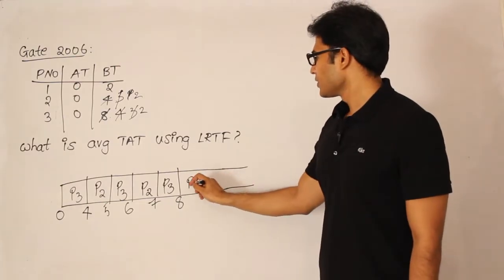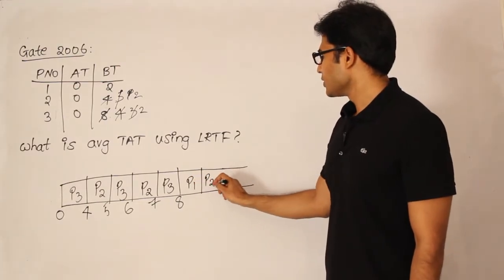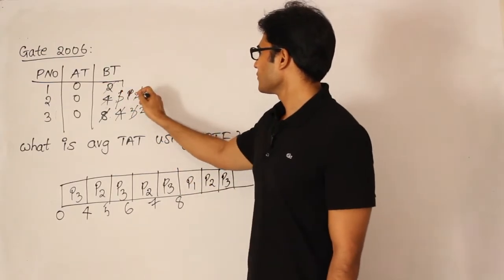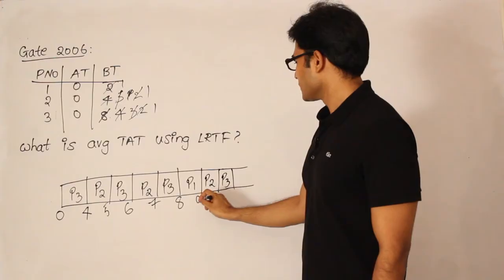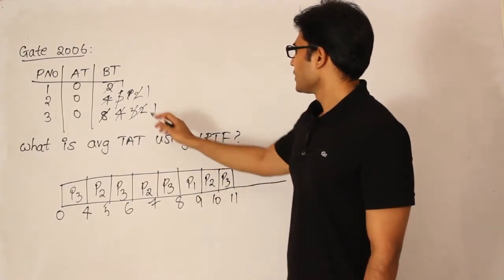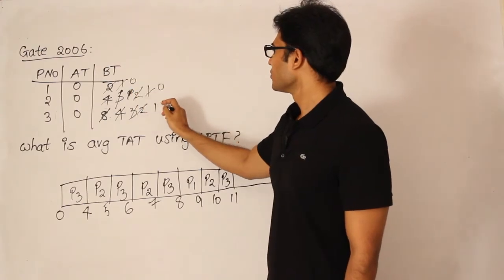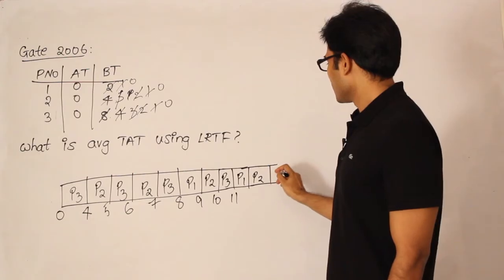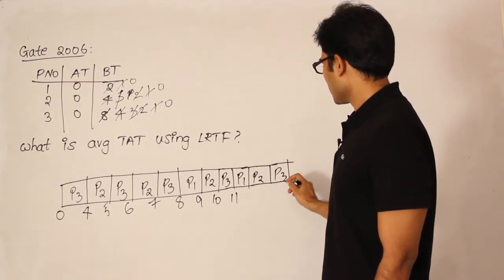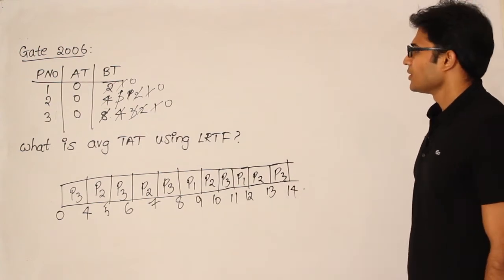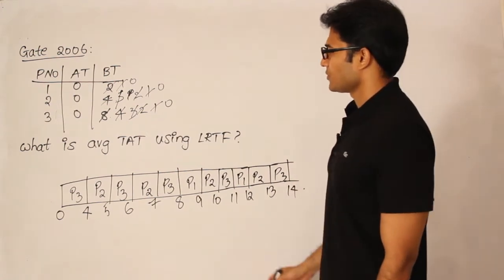So what is the order? P1, then P2, then P3, right? Then they will become 1, 1, 1. So it is 9, 10, 11, right? And again in the same order, P1, P2, P3, right? Then what do we get? 12, 13, 14, right? So this is how all the processes got executed.